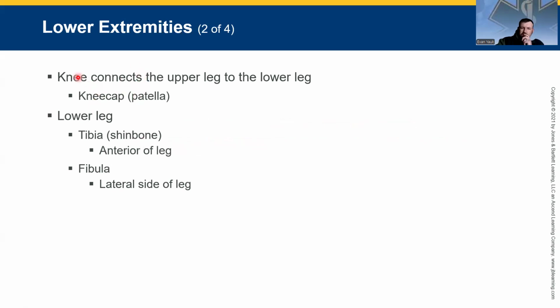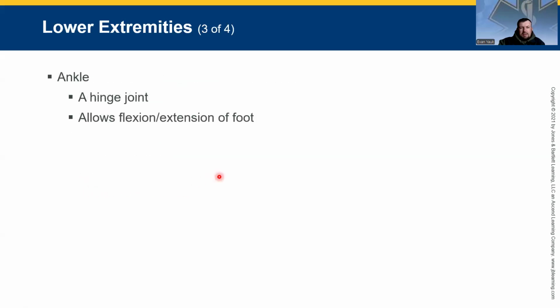So the knee is connected to the upper leg and to the lower leg, and the kneecap is called the patella. Your lower leg is your tibia and fibula. So your shin bone, the tibia, is the anterior of the leg, and your fibula is the lateral side of the leg. The ankle is a hinge joint and allows flexion and extension of the foot.